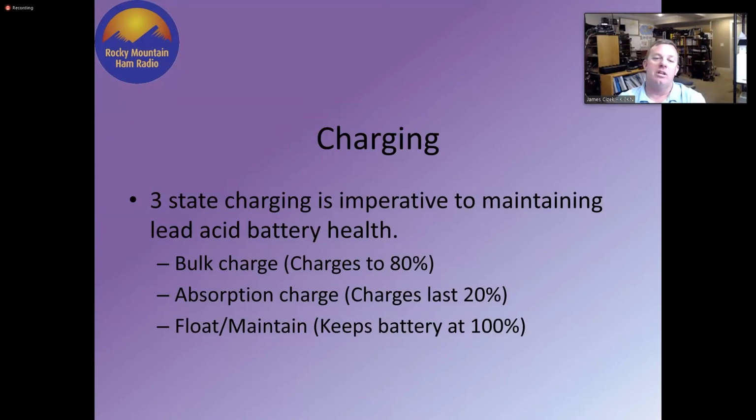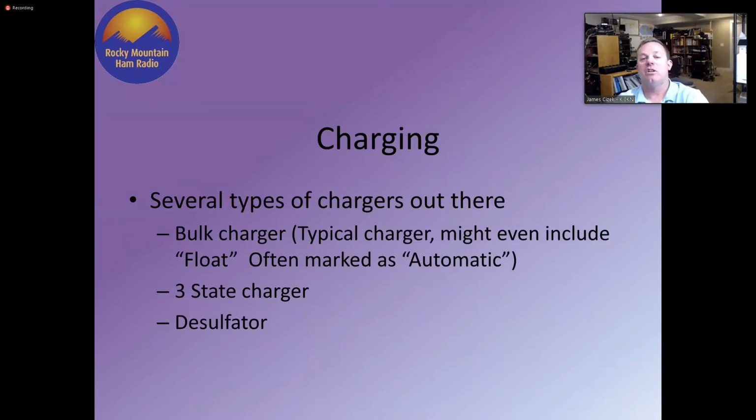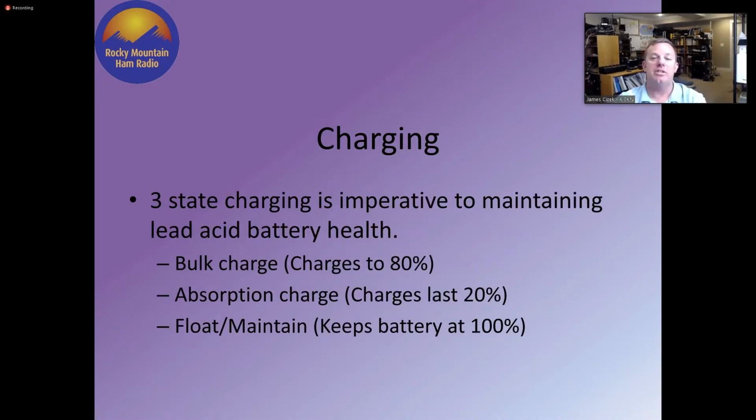All right, so a 3-stage charge is, by the way, what we want. These chargers here that I've listed as bulk charger, if you need to just get some juice in a battery to get it going and move on, those are fine to do. But do not leave a charger on. Do not use those types of chargers as a long-term maintenance for your battery. You will eventually ruin your battery doing so. Buy a good 3-stage charger.